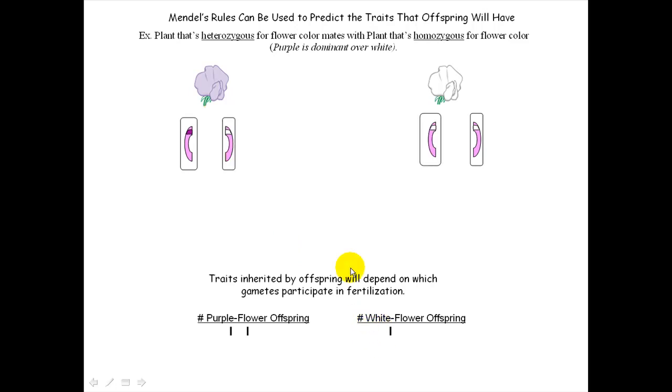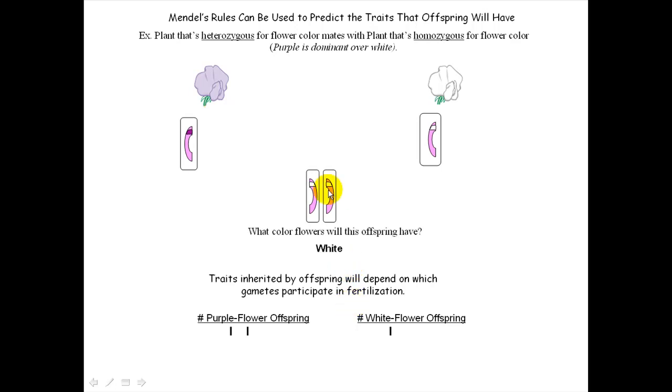And then the last possibility as far as gametes fertilizing one another are these two. So what if these two are the ones that by chance end up fertilizing one another? You can tell that the actual flower color of this particular offspring will then be white. So we can notch down white for that.